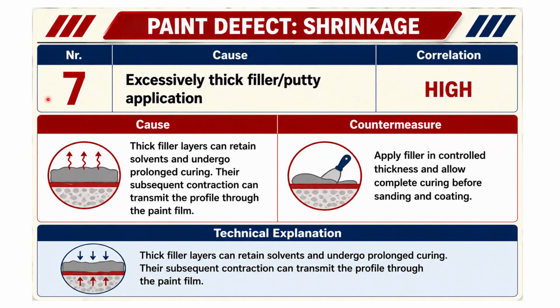The seventh probable cause is excessively thick filler application. Thick filler layers can retain solvents and undergo prolonged curing. Their subsequent contraction can transmit the profile through the paint film. Apply filler in controlled thickness and allow complete curing before sanding and coating.